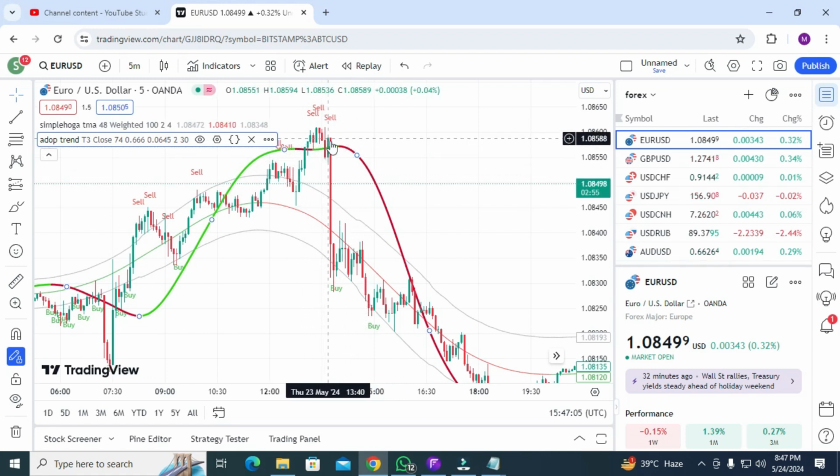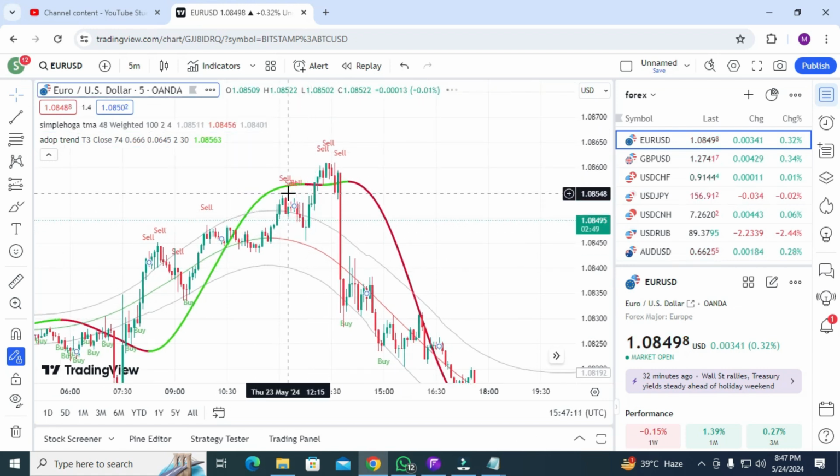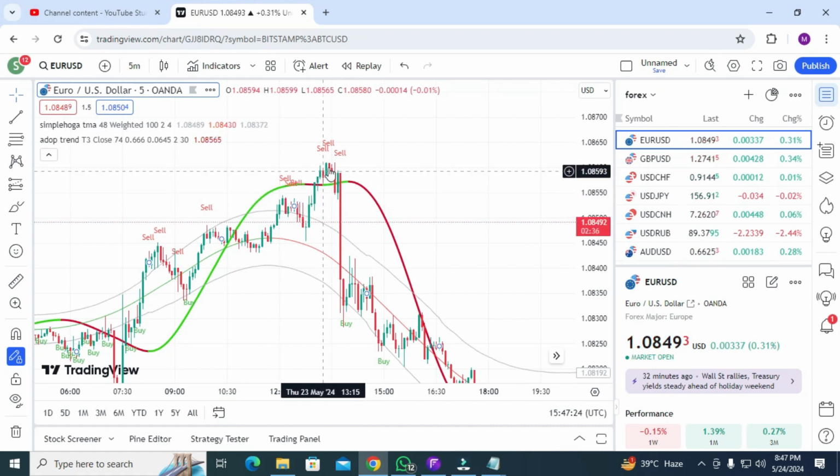Okay, listen carefully to the rules. Just like I told you, I am weak in English. So when this adopt trend line is above the upper band line, that means this is your sell area. You need to go for the sell trade, and you need to book your profit.